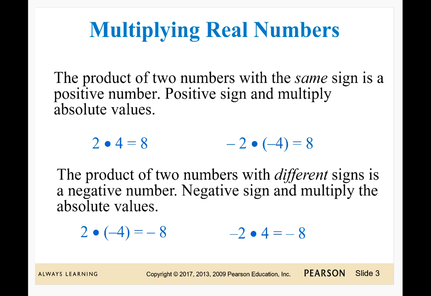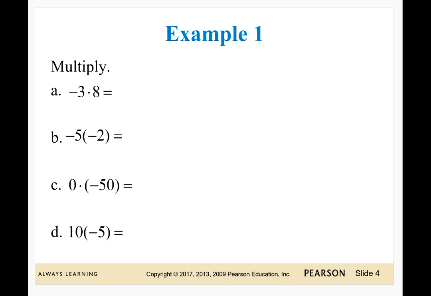Same thing if they have different signs. If they have different signs, your sign is going to be a negative. So different signs means your answer will be negative, and then you will just multiply the absolute values of the two numbers that you were dealing with. So the work to show is going to be very simple. All right, so let me show you some examples, and then we'll have you try some.